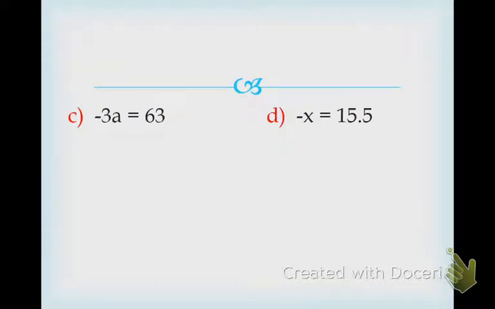Problem C. If you look at this problem, there's one main difference. It has a negative number, okay? Now, negative numbers, we do it exactly the same way that we do as positive numbers. What is my variable? A. What is keeping A from being all by itself? What about it? Multiplication. Multiply by negative 3.